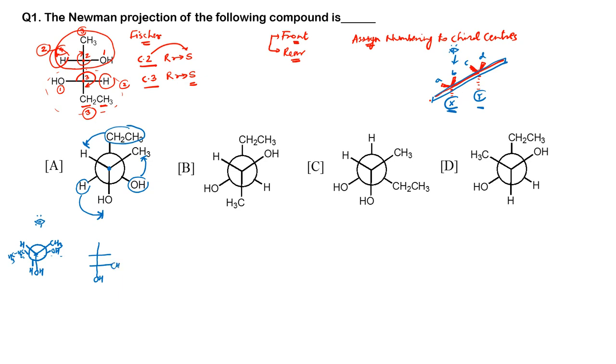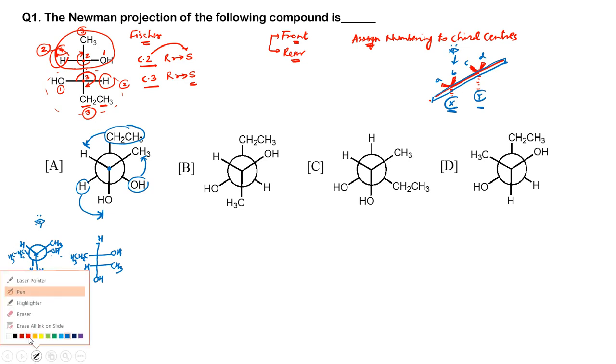For this front carbon, OH, since it is away from the observer, will be at the bottom. On the right hand side we have the CH3, on the left hand side hydrogen. For the rear carbon, this hydrogen, since it is away from the observer, is at the top. On the right hand side we have the OH, and on the left hand side the CH2CH3.